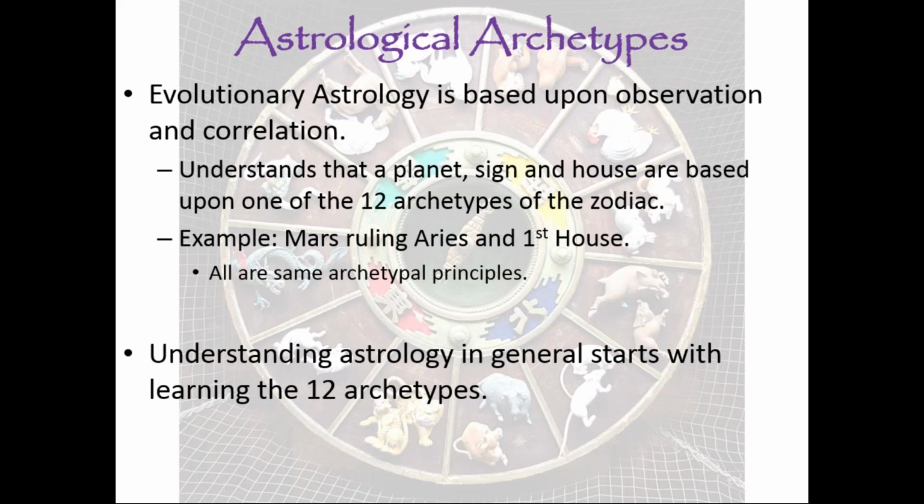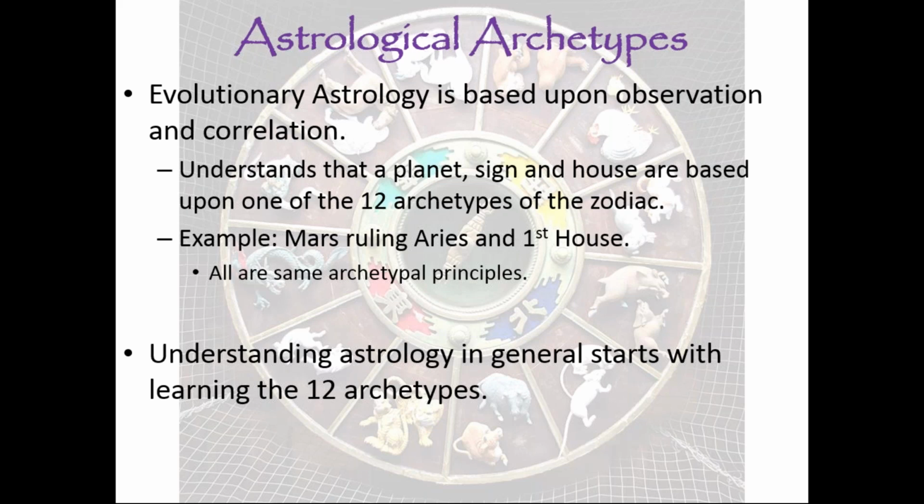And so one of the basic premises of EA is recognizing that a planet, sign, and house are based upon one of the 12 archetypes of the zodiac. And that planet, sign, and house are an interchangeable archetype. In other words, the sign doesn't mean one thing and the house means something different. The example here, Mars rules Aries in the first house. Mars, Aries, and the first house are all the same archetypal principles.